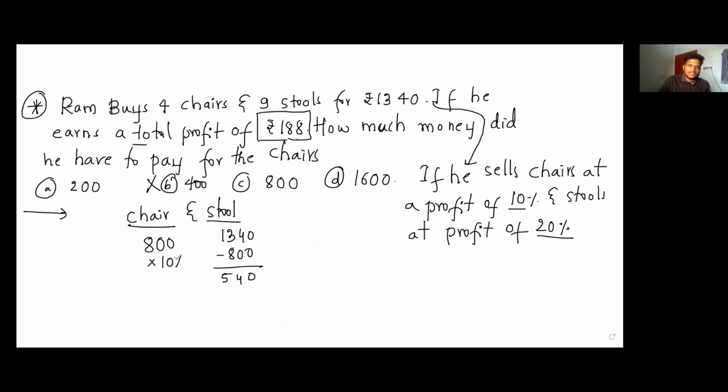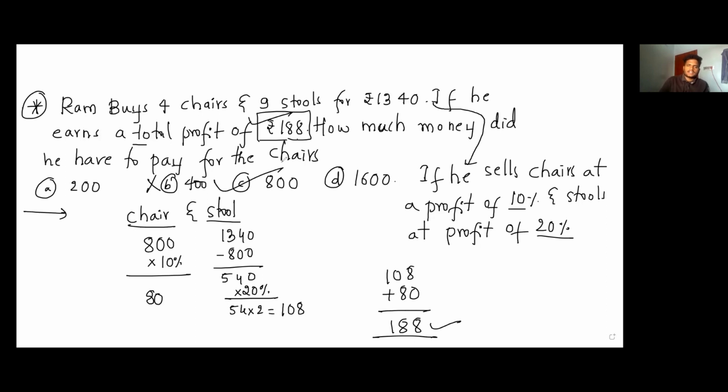Now what is 10% of 800? 80. And what is 20% of 540? 54 into 2, which is 108. Now what is the total profit? 108 plus 80 is 188. So whatever we assumed is correct. So the 800 we assumed is correct. This is how you solve these kind of questions. We are assuming that one of the options is correct and trying it. Can you manage this?